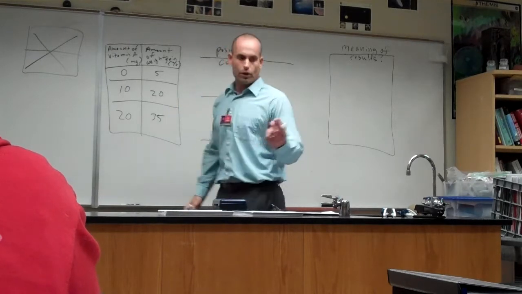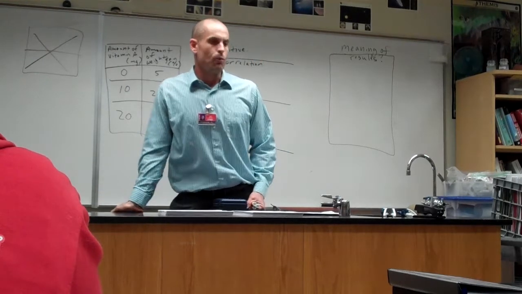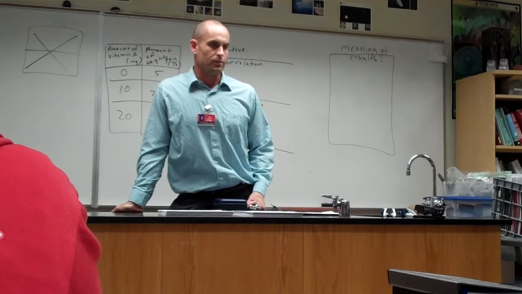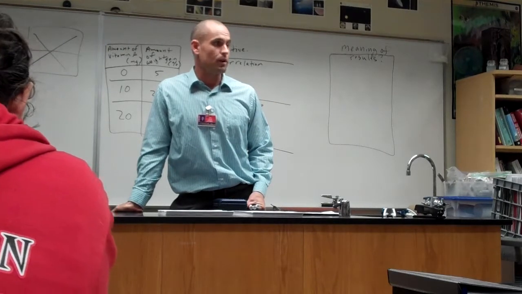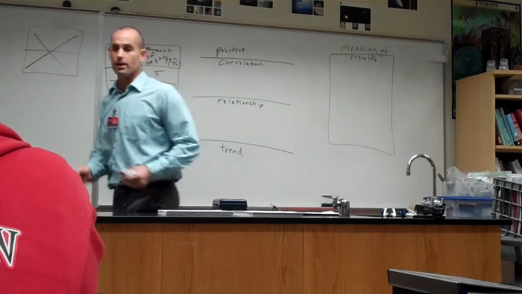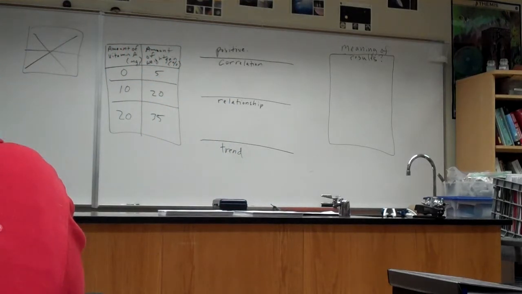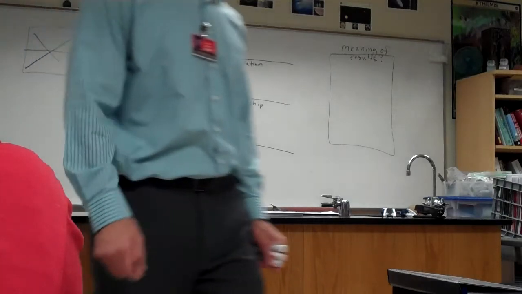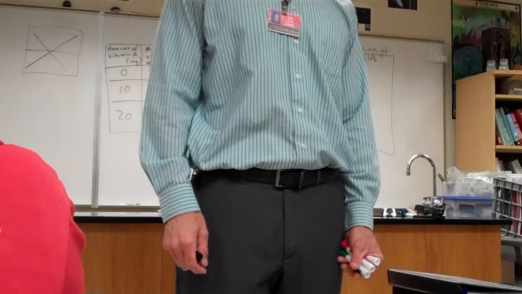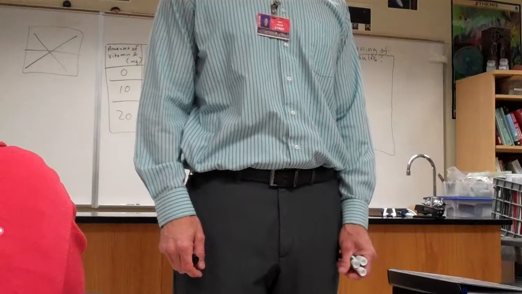Here's what I want you to do. Look at your data table. Write down what the correlation of your data is. Look at the data table you made from yesterday and write down what the correlation of your data table is right now. I'm going to come around and we're going to take a look. Write down your correlation right now. On your notes, not on your data table, write down the correlation of your data table.